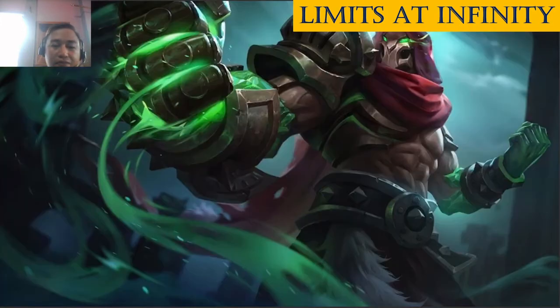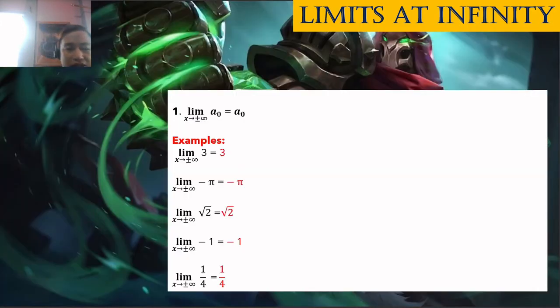Okay? So, let's try some examples. The limit of a constant is always the constant. So the limit of 3 as x approaches positive infinity or negative infinity, the answer is 3. And for negative pi, it is negative pi. Pi is still a real number, right? Approximately 3.1416. Next, the limit of the square root of 2 is the square root of 2. The limit of negative 1 is negative 1. And the limit of 1/4 is equal to 1/4 as x approaches positive or negative infinity.